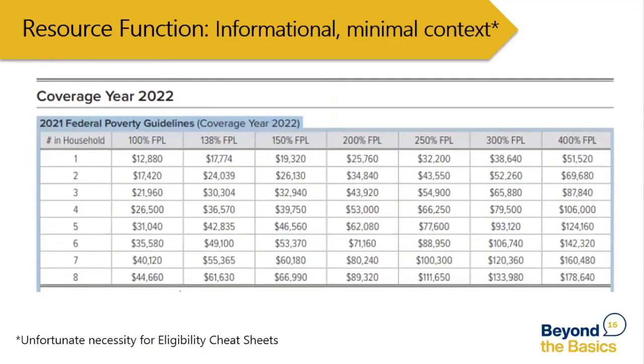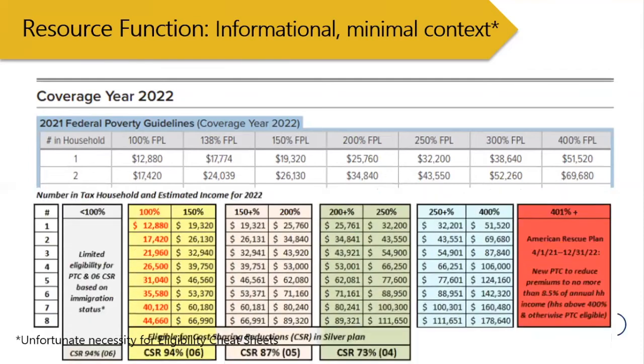Okay, so I'm going to kind of call out myself here. This is a resource that I would say tends to be strictly informational. We all need these, we all use these. But I would say to an extent, this is an example of a kind of necessary evil when it comes to resources built for assisting, where on its own, this is strictly going to be informational. It doesn't really give us any context, right? It's just a FPL chart.